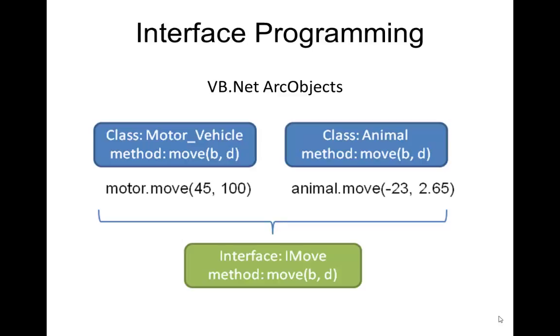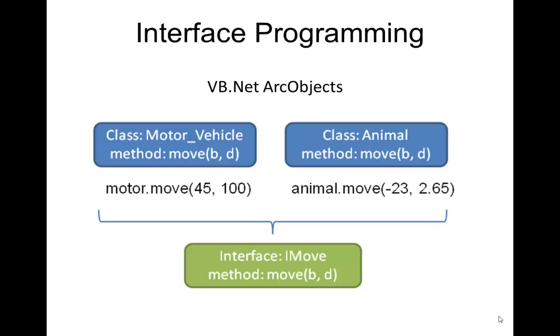These methods, move, may be implemented in the classes very differently. So the move algorithm for an animal may be very different from the move algorithm for the vehicle, despite the fact they have the same inputs, a direction and a distance. Perhaps it depends on what the terrain is that they're being told to move across. Maybe a motor vehicle will only move if it's on a road, whereas an animal can move across a landscape.